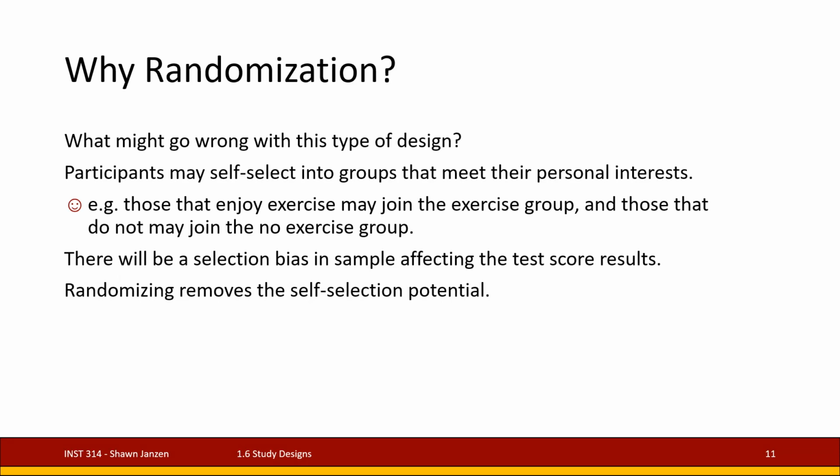Okay, so let's break this down a little bit. By allowing people to self-select into their groups instead of doing it randomly, these people might select a group that meets their personal interests. So those that enjoy exercise may join the exercise group, and those that don't may opt to join the no exercise group. In that case, we mentioned methods of selection bias in a previous video. And so in this case, we have a selection bias where people's self-selection could introduce problems with the sampling and the groups that we have. So by randomizing, we're taking away the self-selection potential.